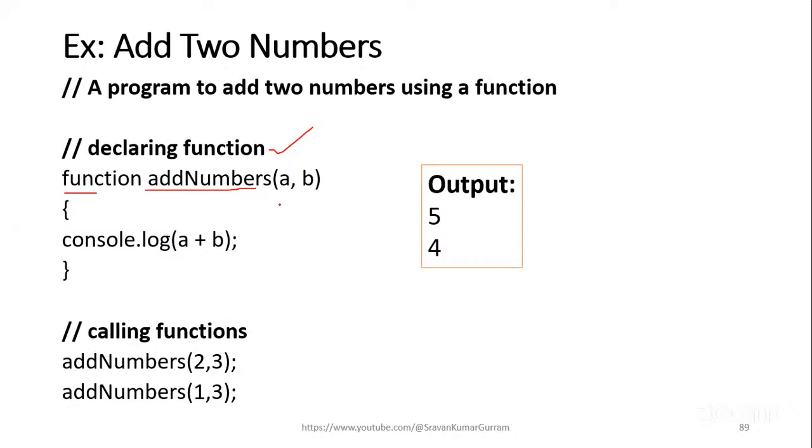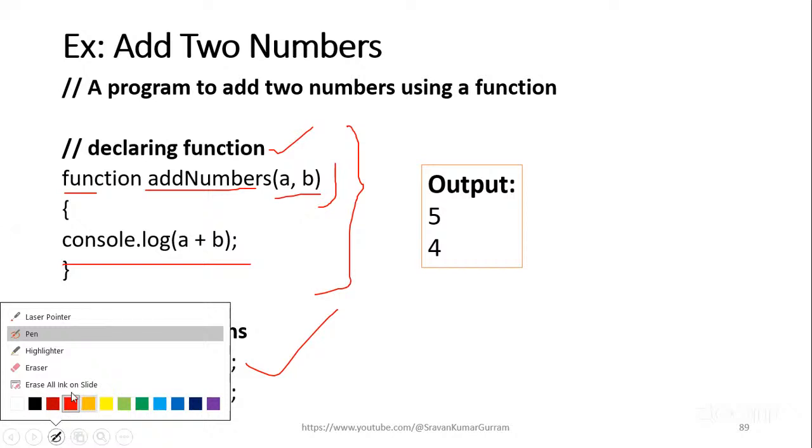Function name, addNumbers. It has two parameters, a comma b. We will pass those values while calling the function. console.log, a plus b. I want to print the addition of a and b. Now, as I covered already, even if you write the function, it will not be executed; you must write a function calling statement. See how to call the function: function name, and within the parentheses, you must pass as many values as the variables you declared, a comma b. So you need to pass two values, addNumbers 2 comma 3.